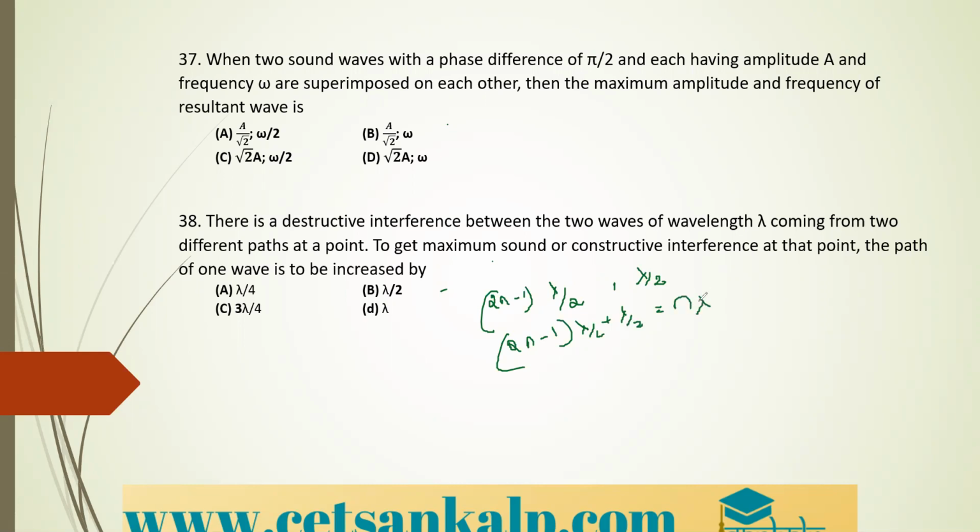It is n into lambda, which is the condition for constructive interference. Therefore, the correct option is option B, that is lambda divided by 2.